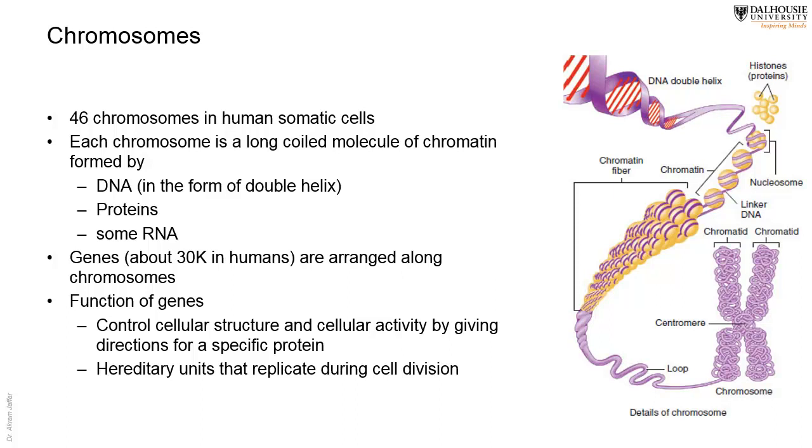The whole genetic material that is present in the nucleus is called the genome, and it carries about 30,000 of these genes. The function of the genes is that they control the cellular structure, because they control the protein synthesis, as we are going to talk about in a moment. So they are codes for certain types of proteins, and these proteins have different functions. The genes are also hereditary units, and they replicate during cell division, so that the new cell will have exactly the same genetic material as the original cell.